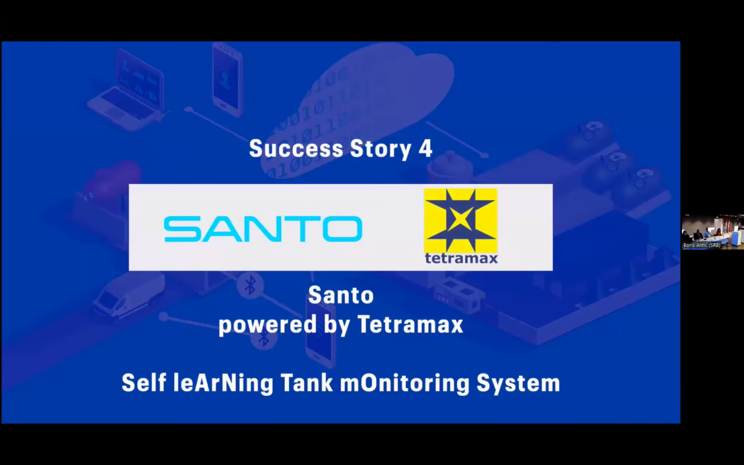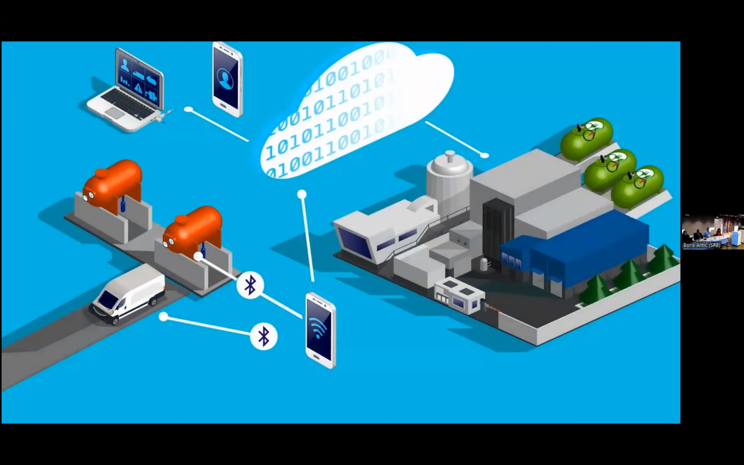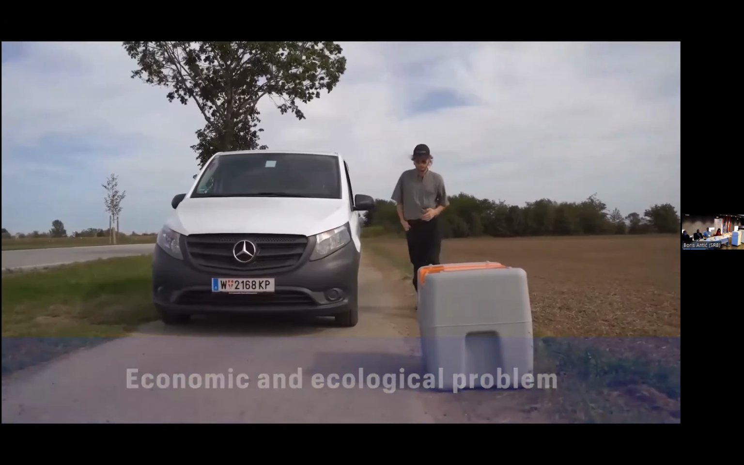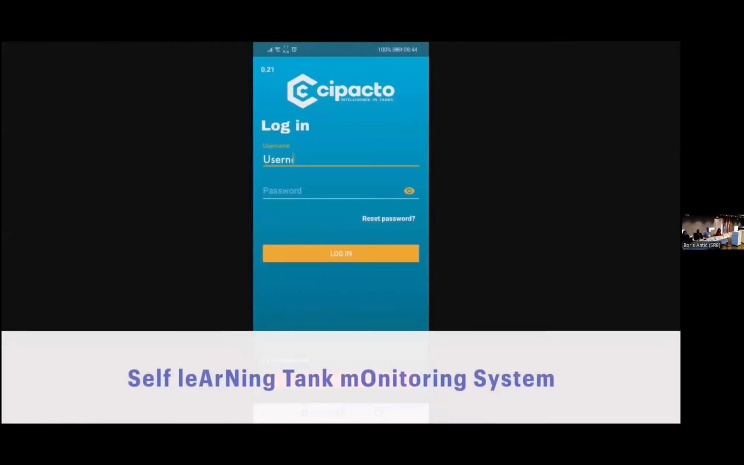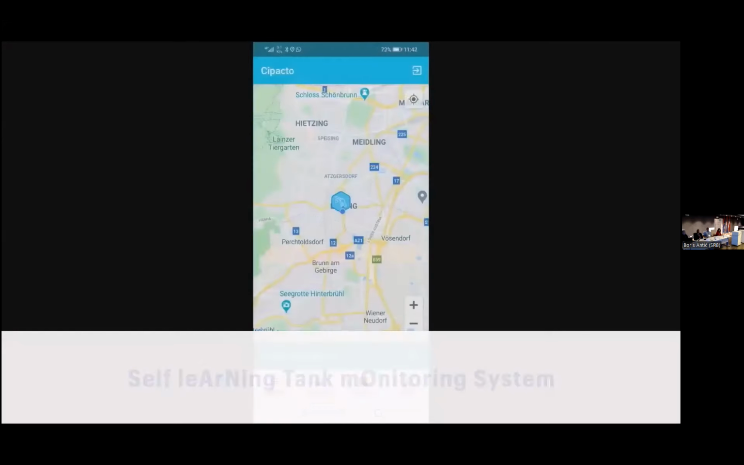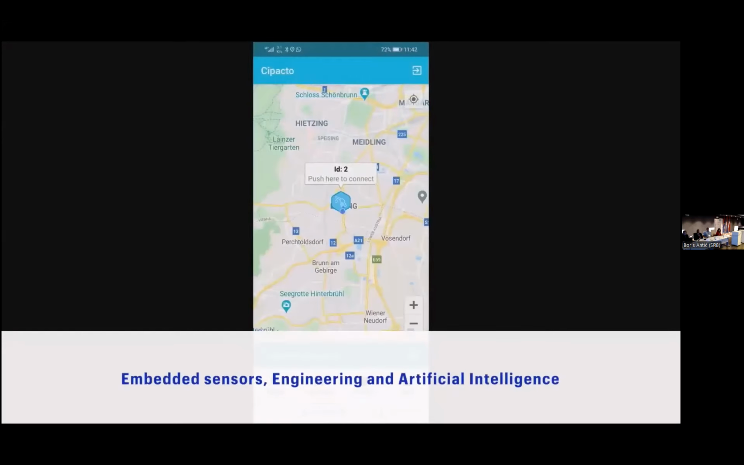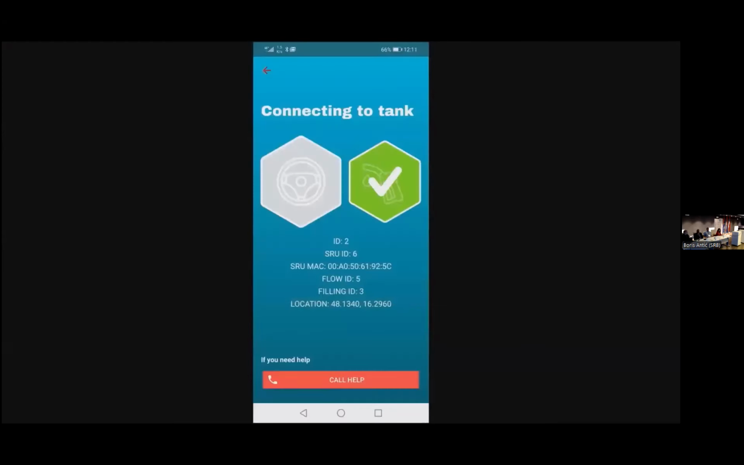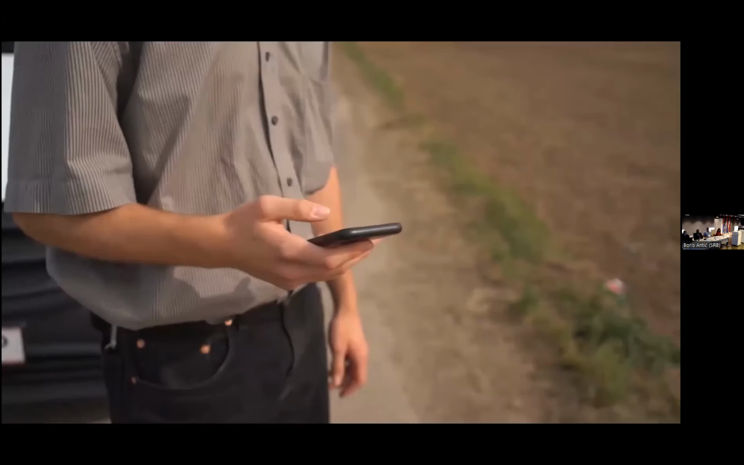Individual tanks in general and mobile tanks in particular are usually technically obsolete, not integrated into business processes and poorly secured. In a mobile industrial world, this is both an economic and ecological problem. To solve the problem, Tetramax and Santo have collaborated on a self-learning tank monitoring system. This combines embedded sensors with web technology, embedded engineering, and artificial intelligence in an audit-proof, fully transparent solution.